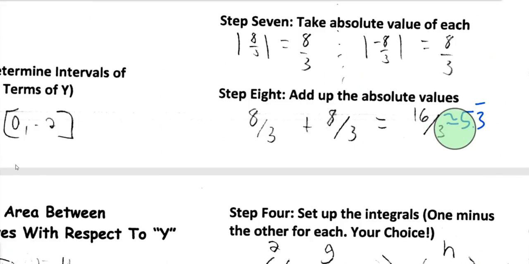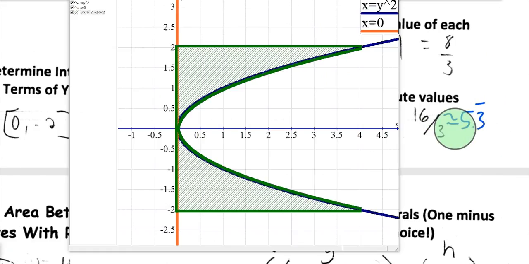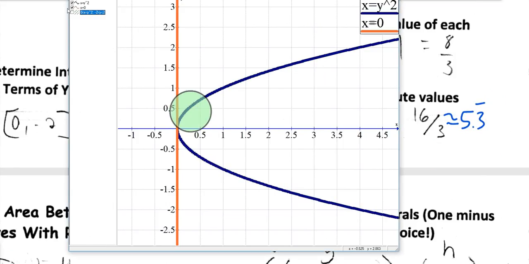Let's see what that looks like on the graph. All right, so here we have our graph. Let's go ahead and take the shaded region out for a second. Here is our x equals y squared. Obviously, it's going to be a sideways parabola. Here's the y-axis, or x equals 0. We want to find the area between these two from -2 to 2. So again, our limits are in terms of y this time.